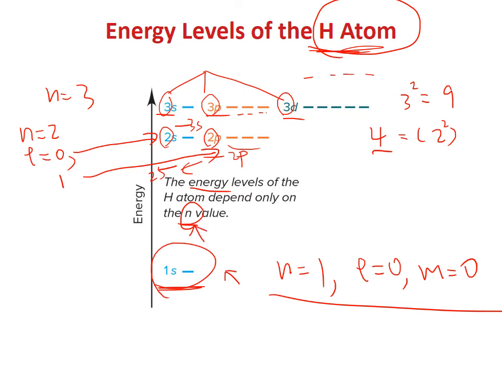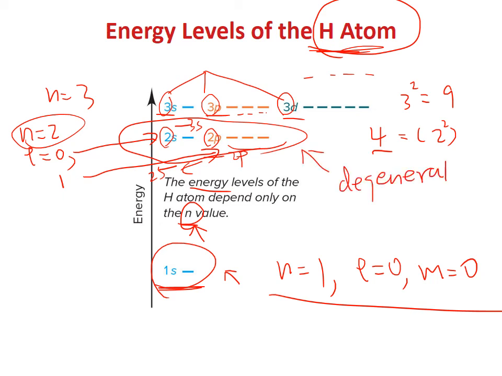And when n equals 2, the 4 orbitals all have the same energy. So these are called degenerate. When different orbitals have the same energy, they are called degenerate. This is true for the hydrogen atom here.